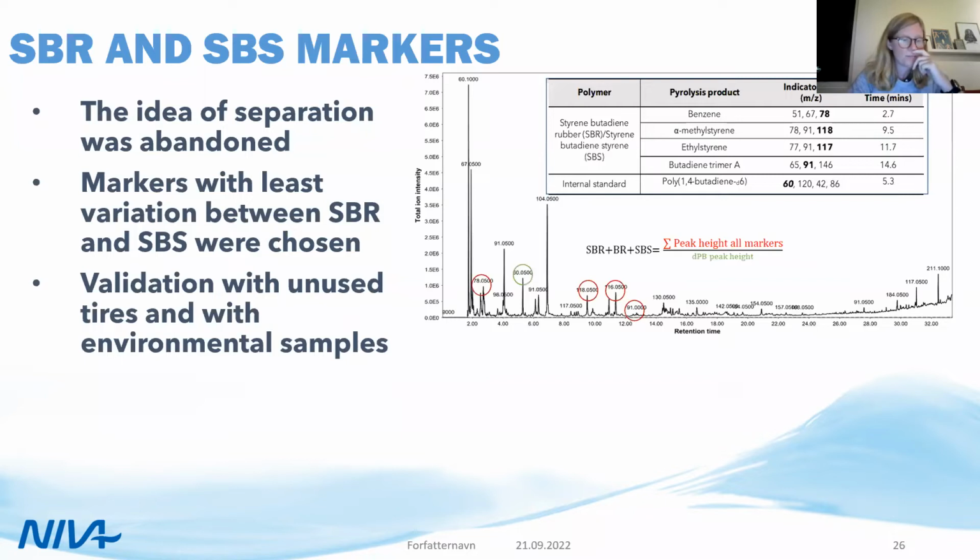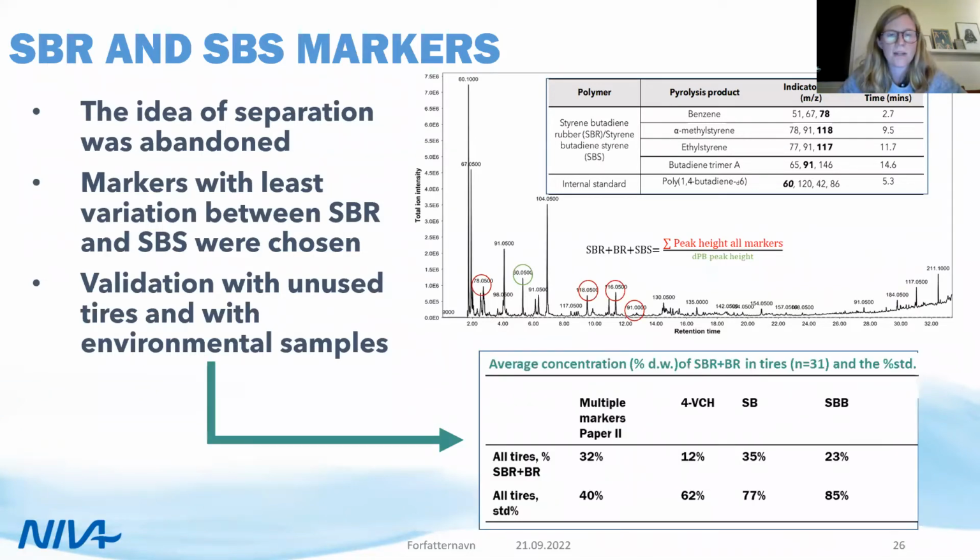And we validated this with unused, new tires that we had and with environmental samples. These are the markers that we chose. We have benzene, alpha-methylstyrene, ethylstyrene, and the butadiene trimer. And we also use internal standards. And from this, we tested our markers, those I've just mentioned, which we also call our multiple markers.